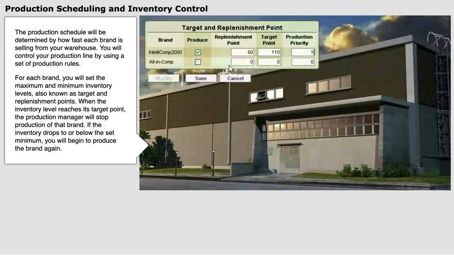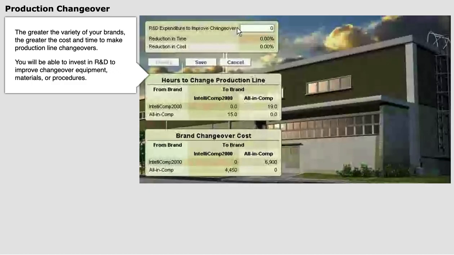For each brand, you will set the maximum and minimum inventory levels, also known as target and replenishment points. When the inventory level reaches its target point, the production manager will stop production of that brand. If the inventory drops to or below the set minimum, you will begin to produce the brand again. The greater the variety of your brands, the greater the cost and time to make production line changeovers. You will be able to invest in R&D to improve changeover equipment, materials, or procedures.